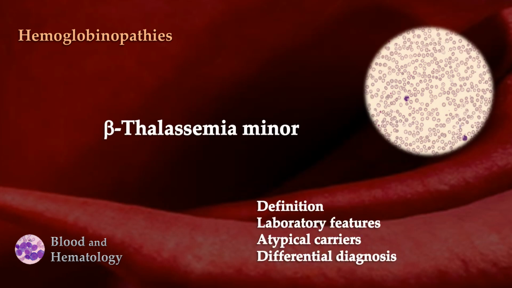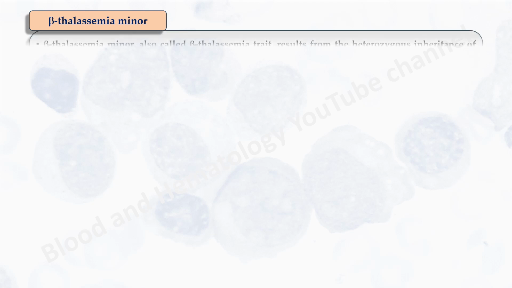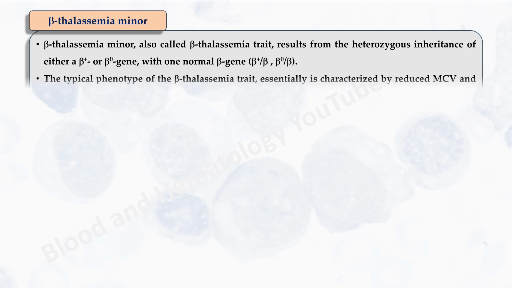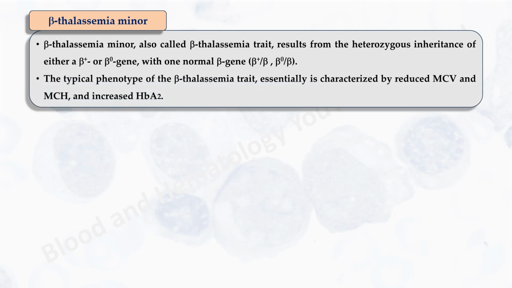This video is about beta-thalassemia minor. Beta-thalassemia minor, also called beta-thalassemia trait, results from the heterozygous inheritance of either a beta plus or beta 0 gene, with one normal beta gene. The typical phenotype of the beta-thalassemia trait is essentially characterized by reduced MCV and MCH, and increased hemoglobin A2.